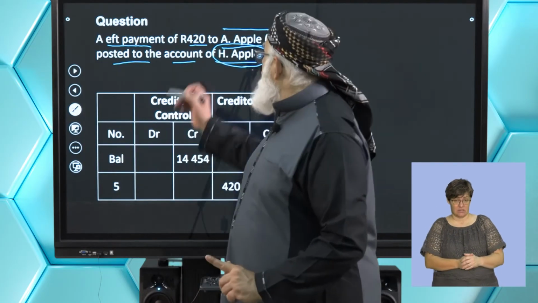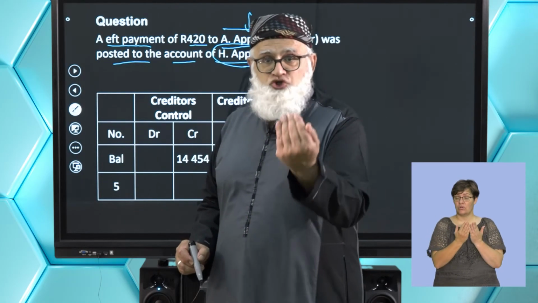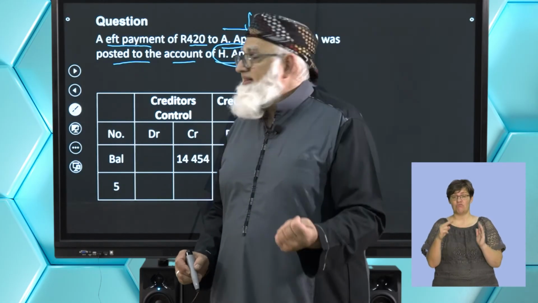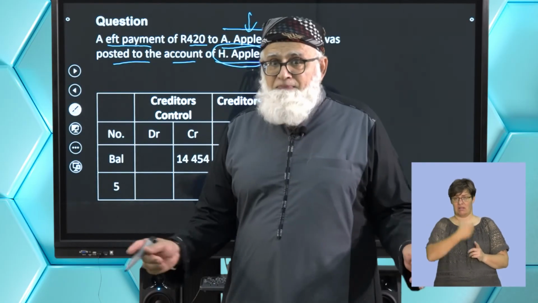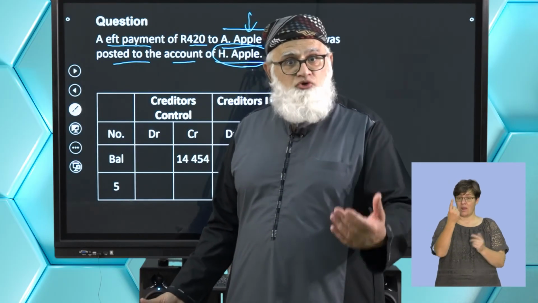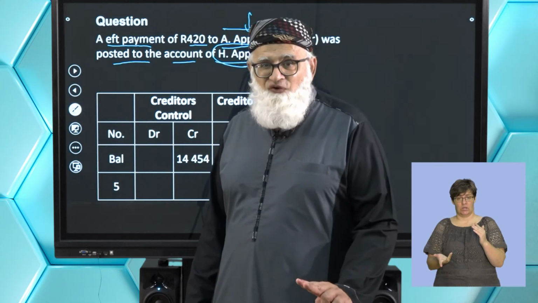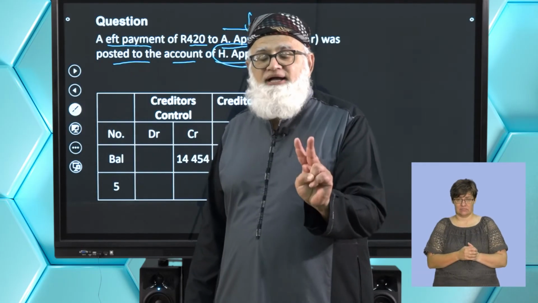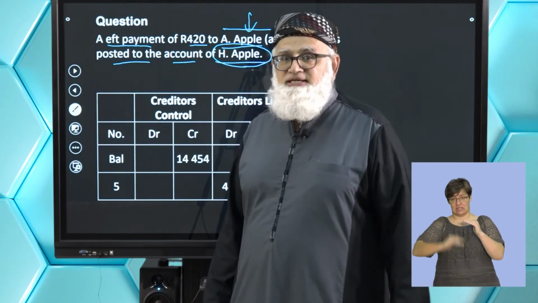Because remember, you paid A Apple, right? So your books are supposed to go, the payment is supposed to be reflected in the account of A Apple, but you post it to the account of H Apple. So between the apples there's a problem, right? What's the problem? One account will have an amount too much of 420 Rand, and the other account will not show the necessary transaction. Therefore, you have to make an entry in both the accounts of your creditors. One will increase and the other will decrease. Okay.